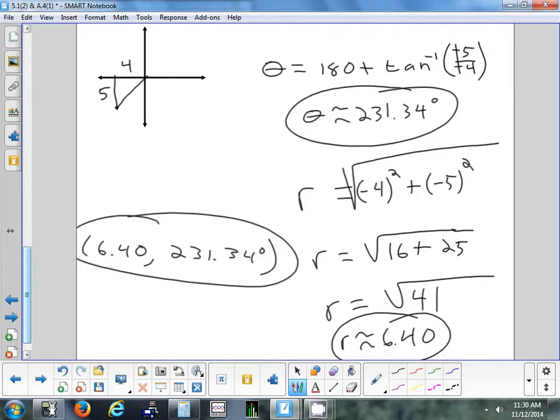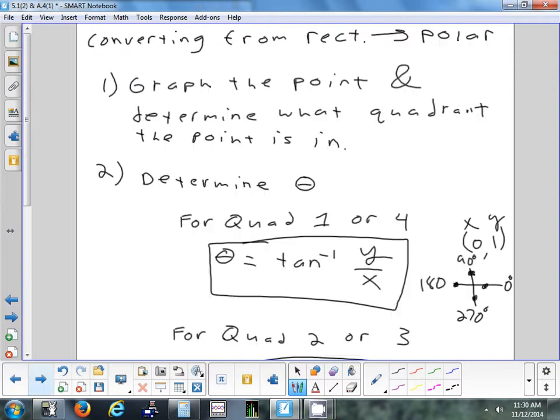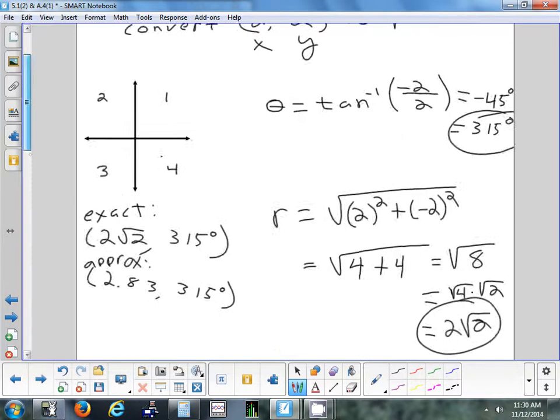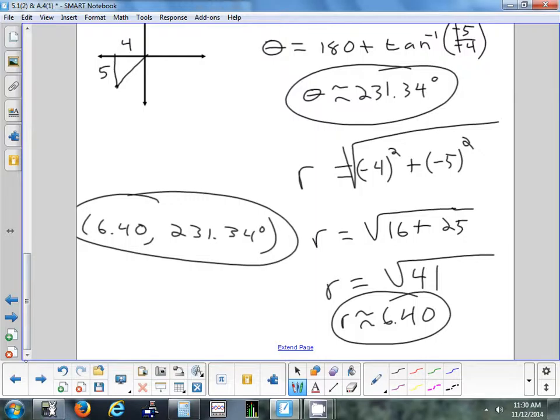Okay, any questions on converting from rectangular to polar? That's all there is to it. To find R, you're using the Pythagorean theorem. Pretty much, yep. R squared equals x squared plus y squared. Okay, anything else on section 5.1?